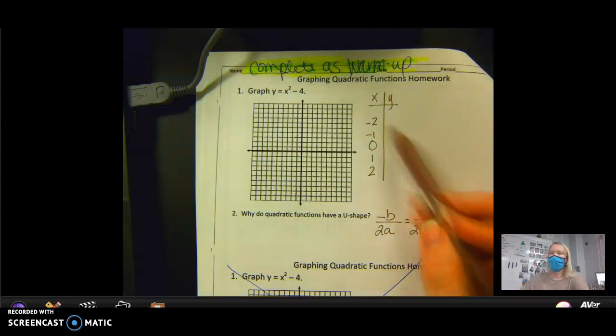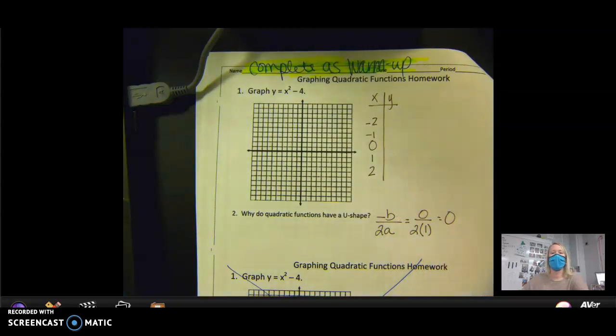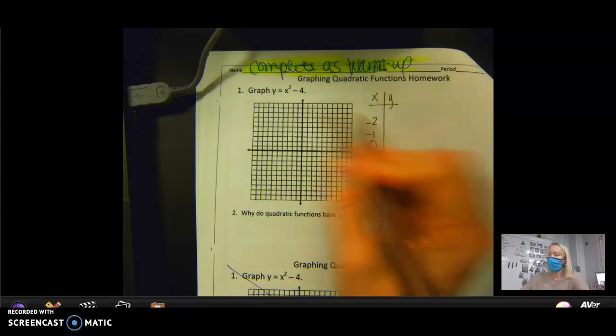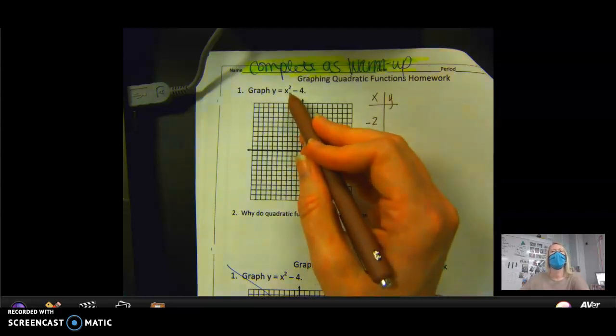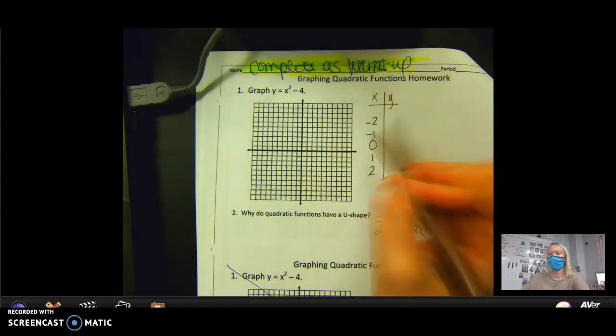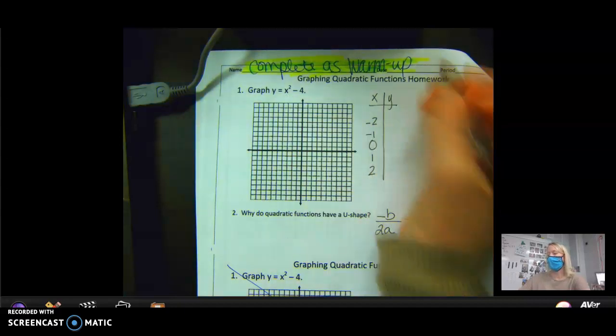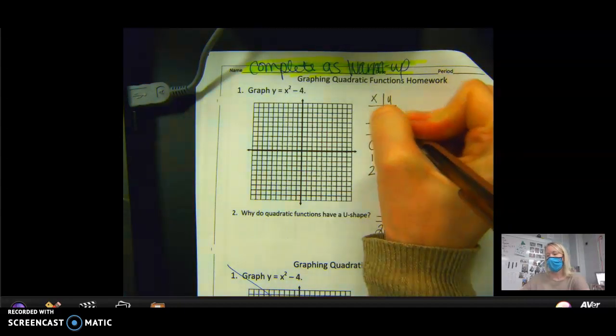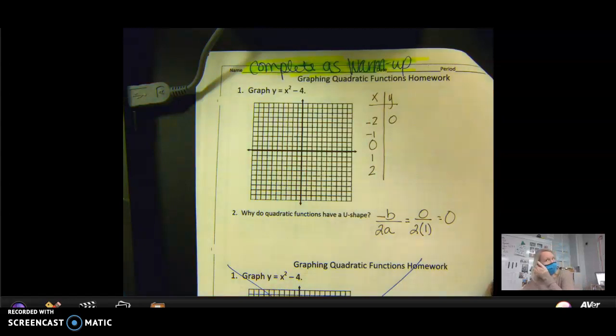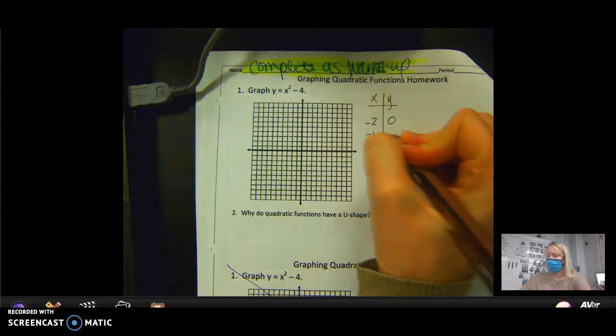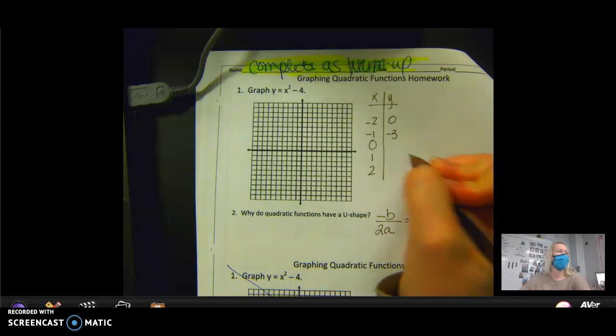Okay, now that I have my X values, what do I do to find my Y values? Yep. What's negative 2 squared? What's 4 minus 4? 0. What's negative 1 squared? And then 1 minus 4? Good. 0 squared minus 4 is?